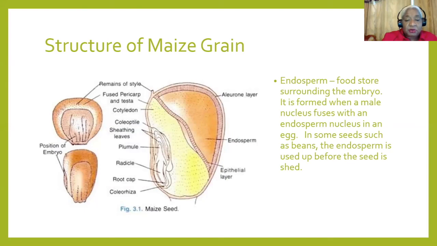So you have your endosperm, which has the food store. It is formed when a male nucleus fuses with the endosperm nucleus in an egg. In some seeds, such as beans, the endosperm is used up before the seed is shed, and you just have a cotyledon. So in the maize grain, you have endosperm and you have a cotyledon. And the food is digested and broken down in the endosperm, passed down into the cotyledon, and then into your growing plumule and your radicle.